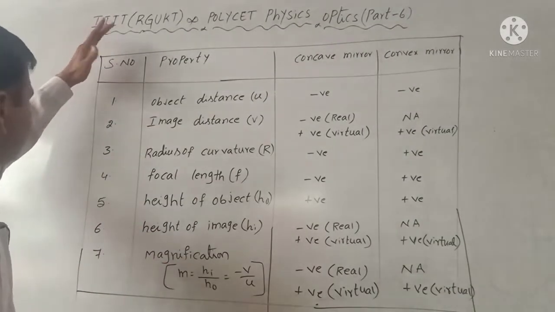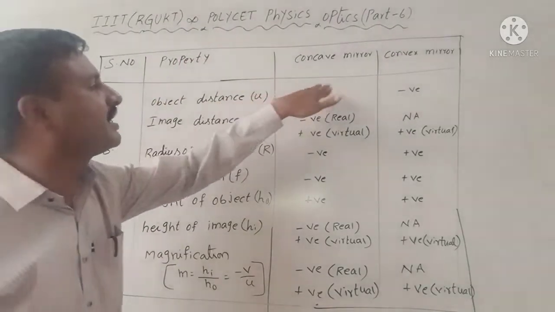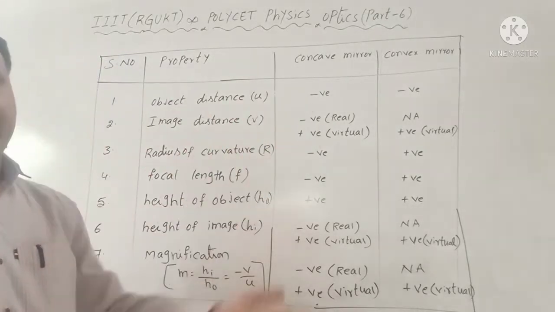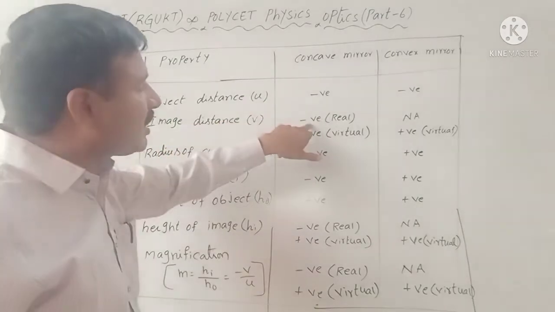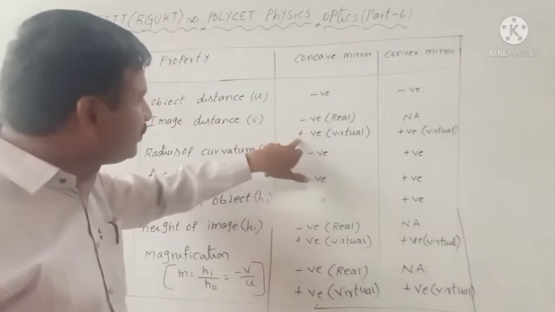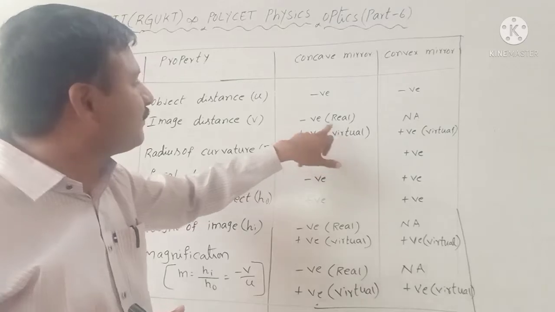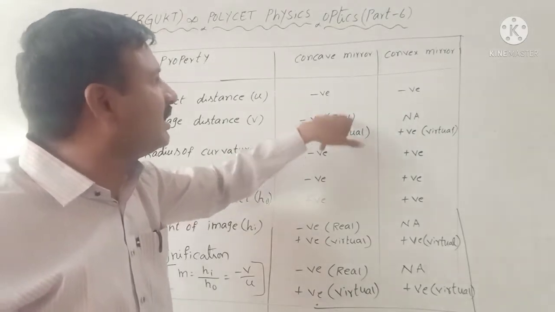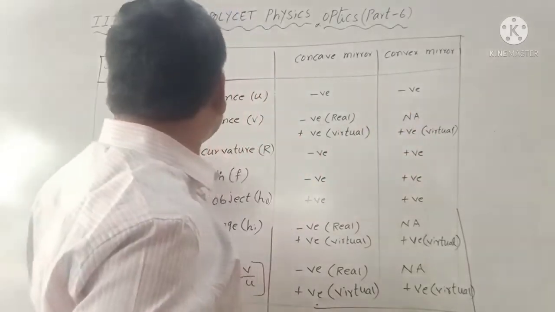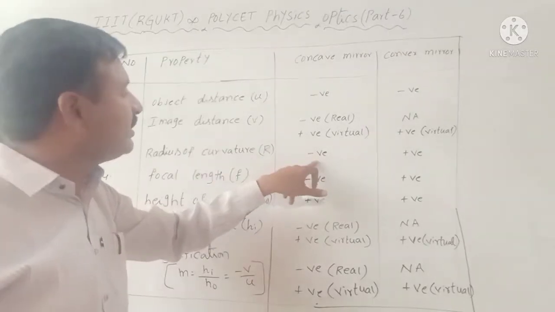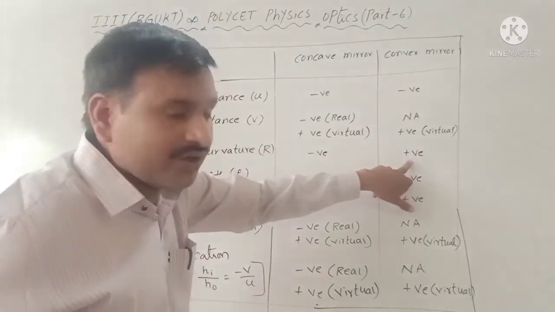So here, totally 7 properties we discussed. What are the 7 properties? Object distance is always taken negative, either convex side or concave side. After that, image distance: negative means it is a real image, positive means it is virtual. To get the answer, negative has real, positive has virtual. Convex always forms a positive type of image. Next, radius of curvature: concave mirror takes the sign convention negative and convex positive.